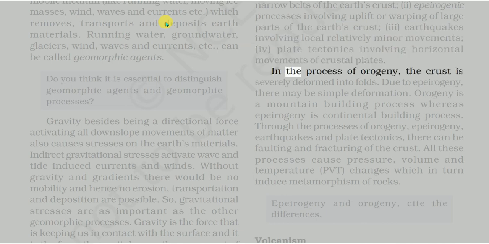In the process of orogeny, the crust is severely deformed into folds. Due to epeirogeny, there may be simple deformation. Orogeny is a mountain building process, whereas epeirogeny is a continental building process. Through the processes of orogeny, epeirogeny, earthquakes and plate tectonics, there can be faulting and fracturing of the crust. All these processes cause pressure, volume and temperature, PVT, changes which in turn induce metamorphism of rocks. Epeirogeny and orogeny, cite the differences.